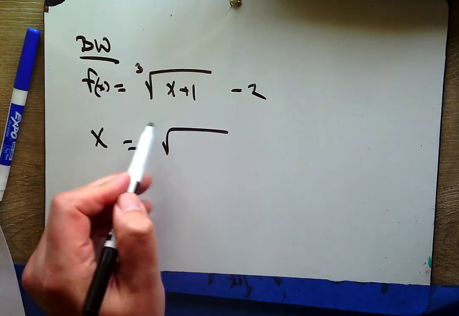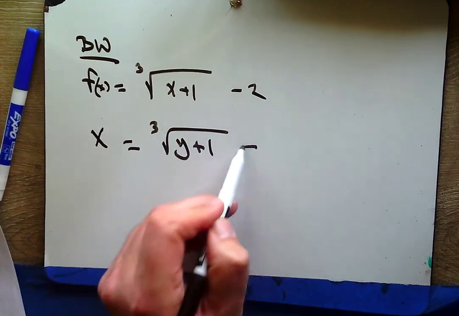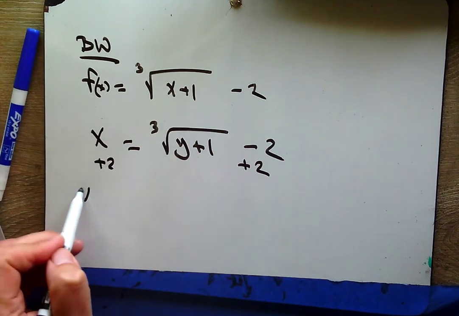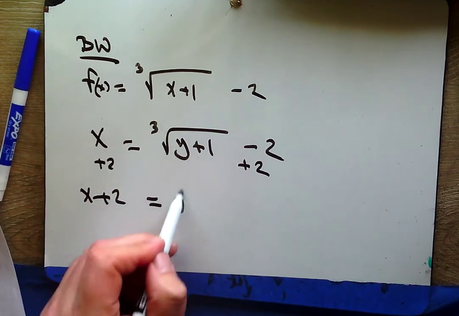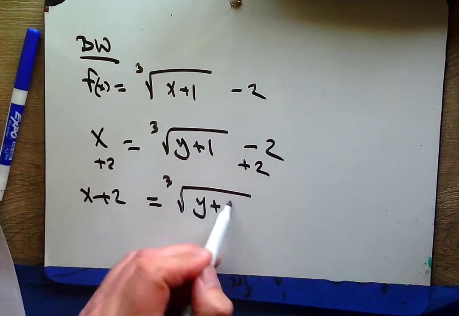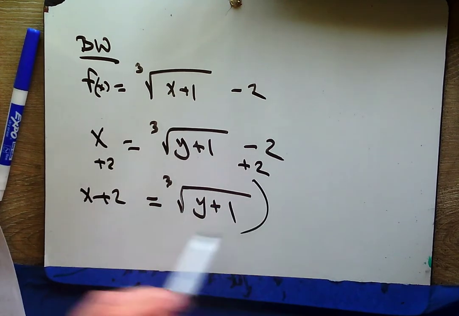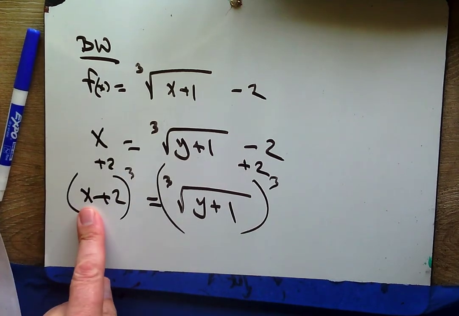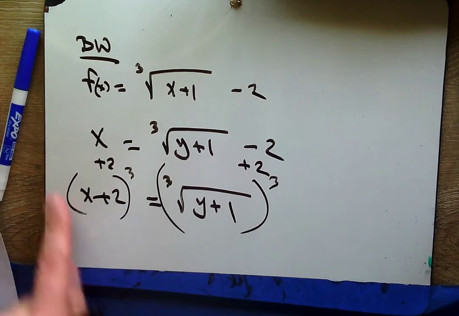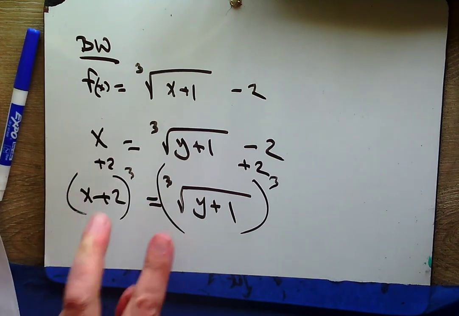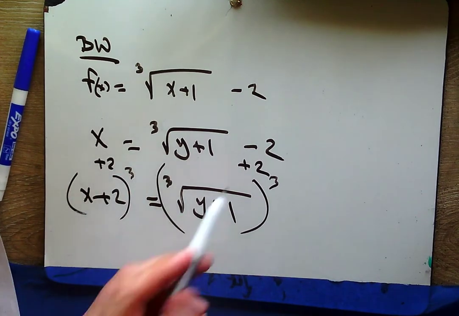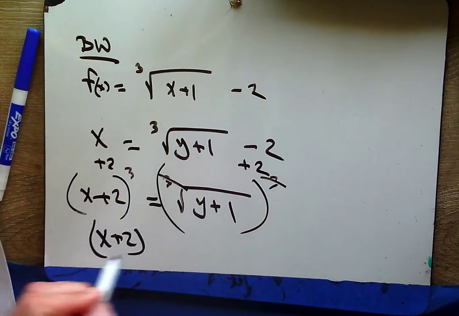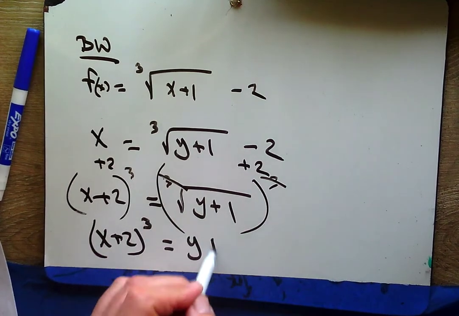X equals cube root of y plus 1, minus 2. And I would add 2 to both sides. I still need to get rid of this radical, so I'm going to cube both sides of the equation. Notice I'm not cubing the x and the 2. I'm cubing all that stuff. I'm cubing the whole side of the equation. Here, these cancel. We have x plus 2 cubed equals y plus 1.